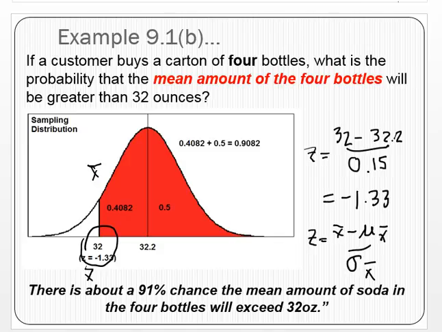Go to the z-table for a z-score of 1.33. We have a probability of 0.4082. We want the probability that the mean amount is greater than 32, so we want to add the 0.4082 with the 0.5, which is what's greater than the mean. And that gives us 0.9082. So there's about a 91% chance, 90.82%, that the mean amount of soda in the 4 bottles will exceed 32 ounces.